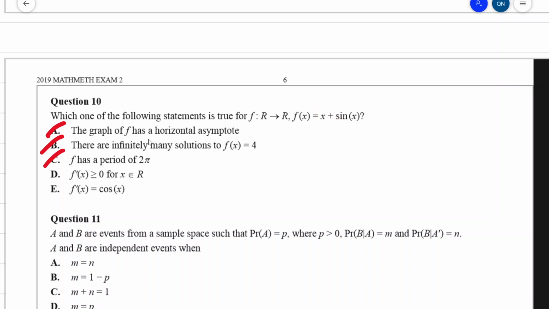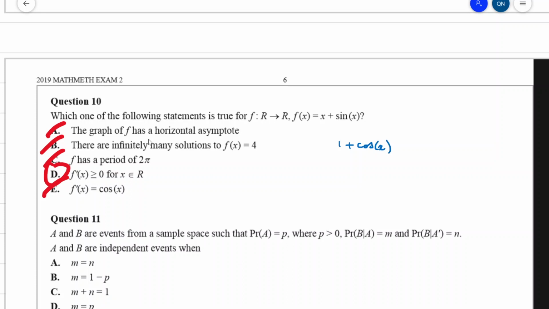F prime of x greater than or equal to 0 could be the case, actually. Actually, it has to be, because E is wrong. F prime of x is not cosine of x. F prime of x is 1 plus the cosine of x. So we'll go with D, and just to check that it is indeed D, what's the derivative of this guy?